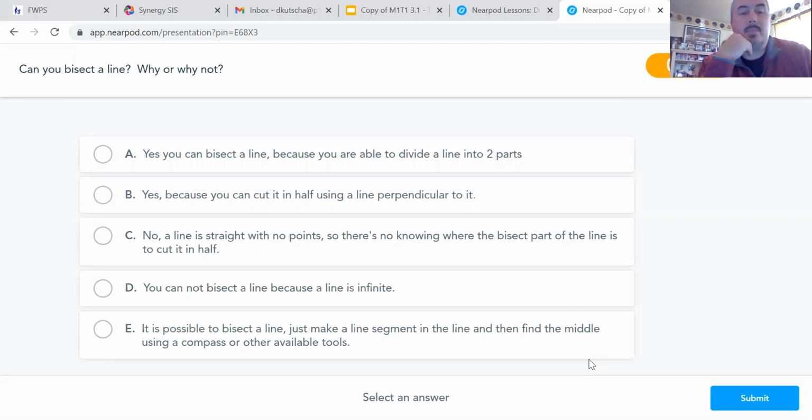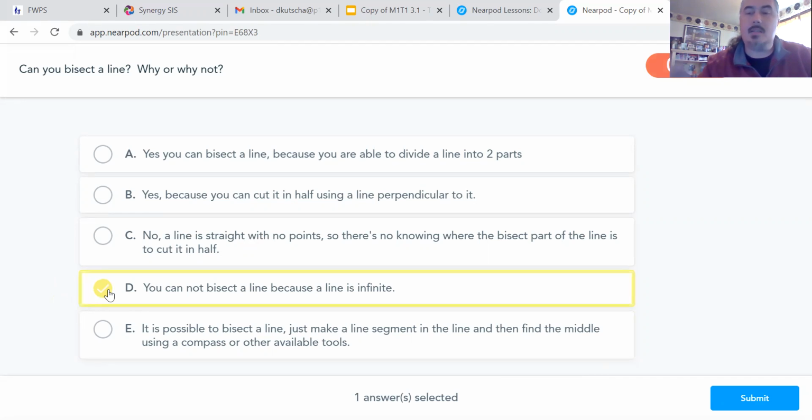You cannot bisect a line because the line is infinite. Think about how a line works. It goes on forever and ever in one direction and forever in the other direction. So where exactly is the middle? If you do not have two defined points, you cannot cut it in half. Think about a candy bar, right? If you're going to cut that candy bar in half, what is that defined half? So you cannot bisect a line, but you can bisect a line segment.